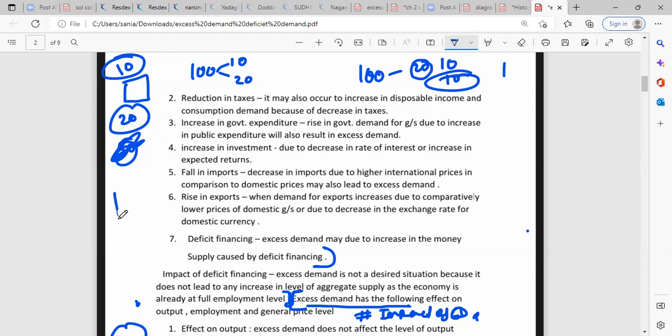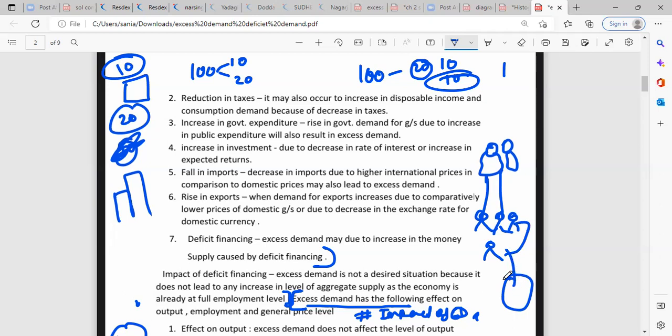Then increase in investment. When you purchase new things, you will demand new things. So when you want to do more investment, then you will demand a lot. Then fall in imports. Fall in imports means, for example, I have 2 dresses and these are 4 people. Earlier, these 2 people were purchasing from the country, but these 2 people were importing it from someone else's country, right? But now they are not purchasing from abroad. So earlier 2 people were demanding these 2 dresses, now 4 people are demanding, right? So again, aggregate demand increases.